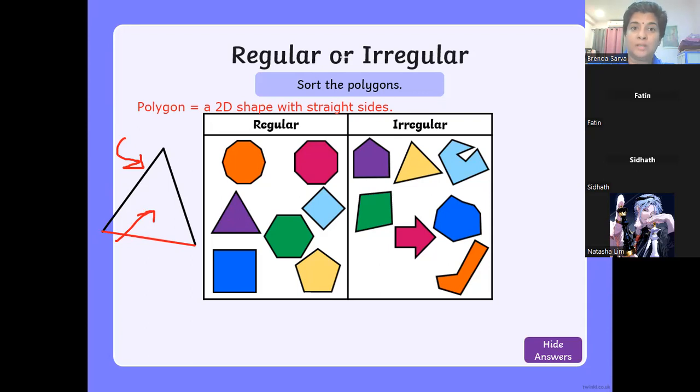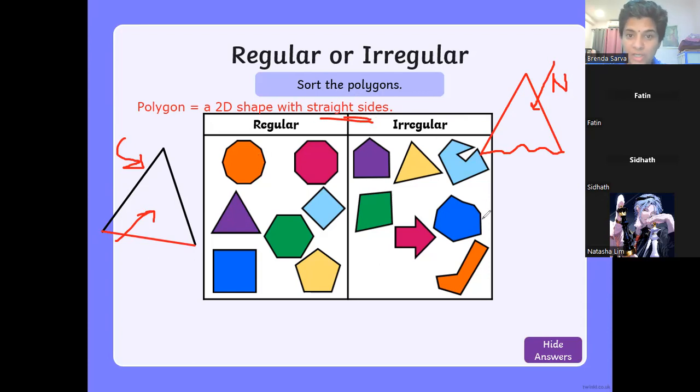Okay, now I'm going to give you another example. Straight line, and then over here, curvy line. Is this a polygon? No. Siddharth, is this a polygon? No. Why? Because it doesn't have straight sides.